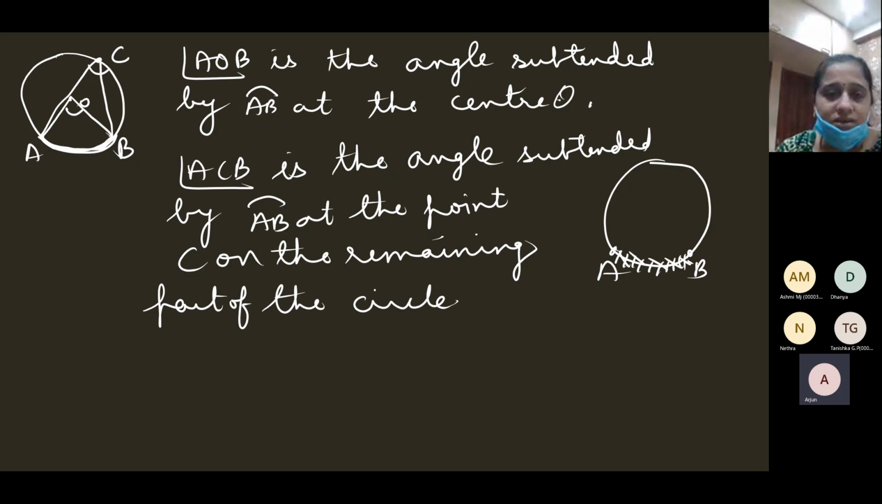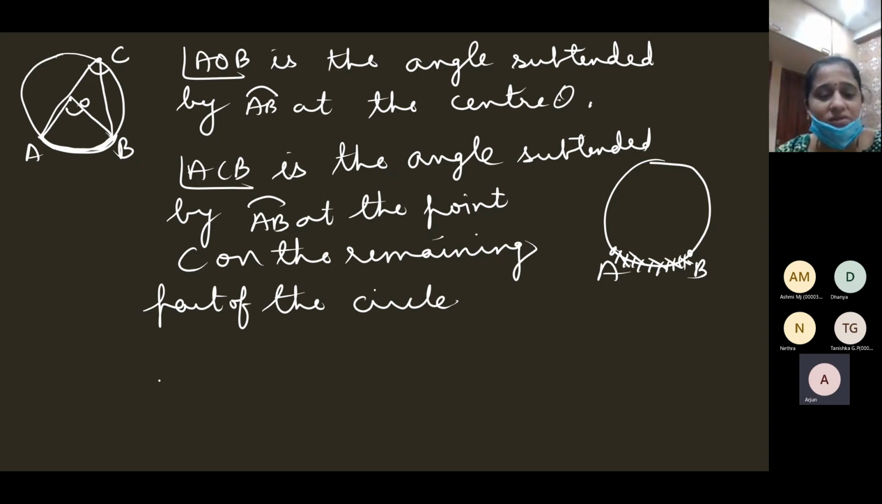Now take a point C on the remaining part of the circle. That is, don't take C on the arc itself. On the remaining part of the circle. And again join A to C and B to C. First you connected A to O and B to O. Now A to C and B to C. So now a new angle ACB is formed. Now angle ACB is the angle subtended by the same arc AB, but at a point C on the remaining part of the circle. Now there is a relation between these two angles.